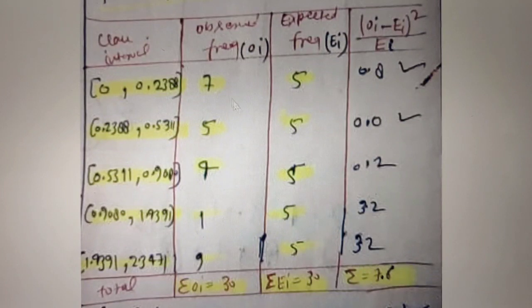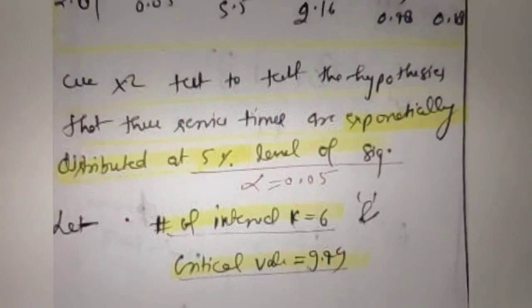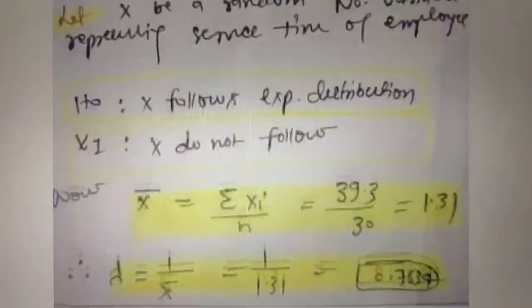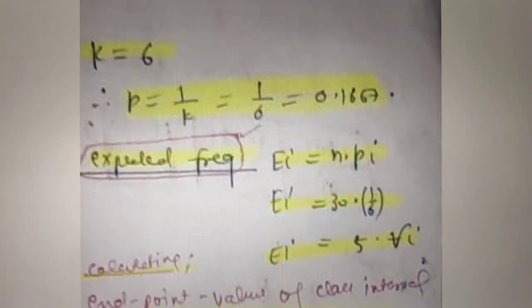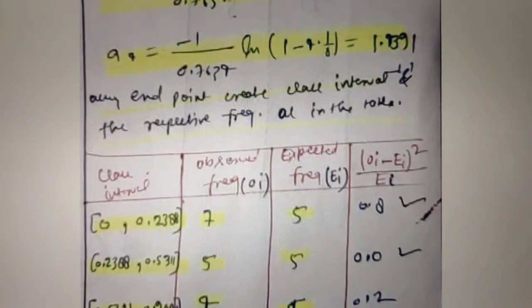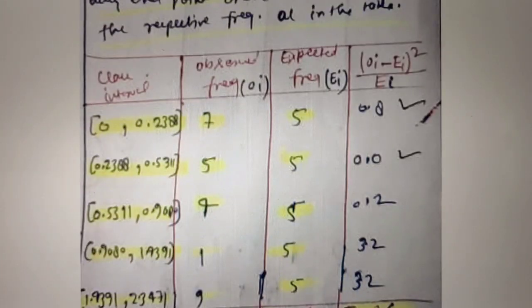Okay, so here 7 records are there, and for the second interval 5 records, for the third interval 4 records, and for the fifth interval 9 records. As the observed frequency for each interval is fixed here, we can see that the observed frequency is already fixed for all i. This one is fixed, so we don't need to find it again.